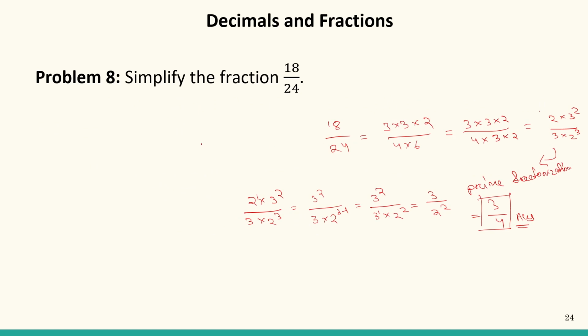We did it by method 1, which is prime factorization. What method 2 tells us is we can find it by GCD. So what we need to do is, we have two numbers here, one is the numerator, one is the denominator.